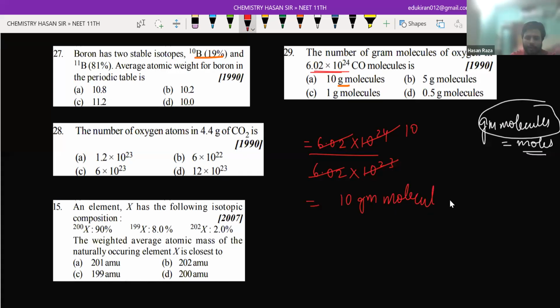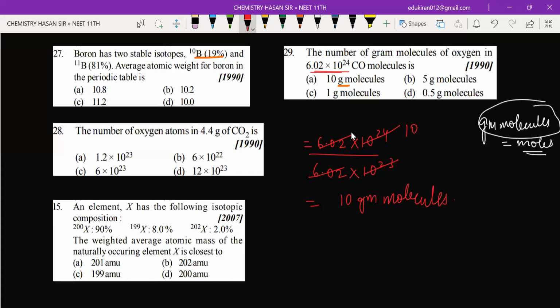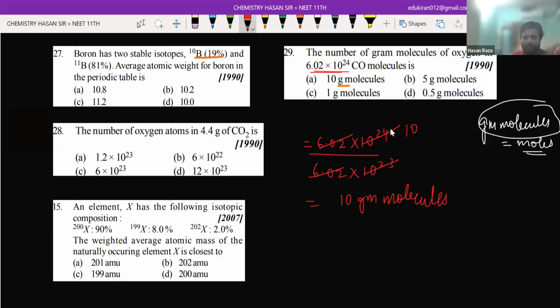Are you getting my point? Yes, sir. Just wait a minute. Did I do something wrong? Sir, but how are you getting 10? Wait a minute, just let me check my calculation. Given number of particles upon Avogadro number. We need to calculate the number of gram molecules of oxygen.